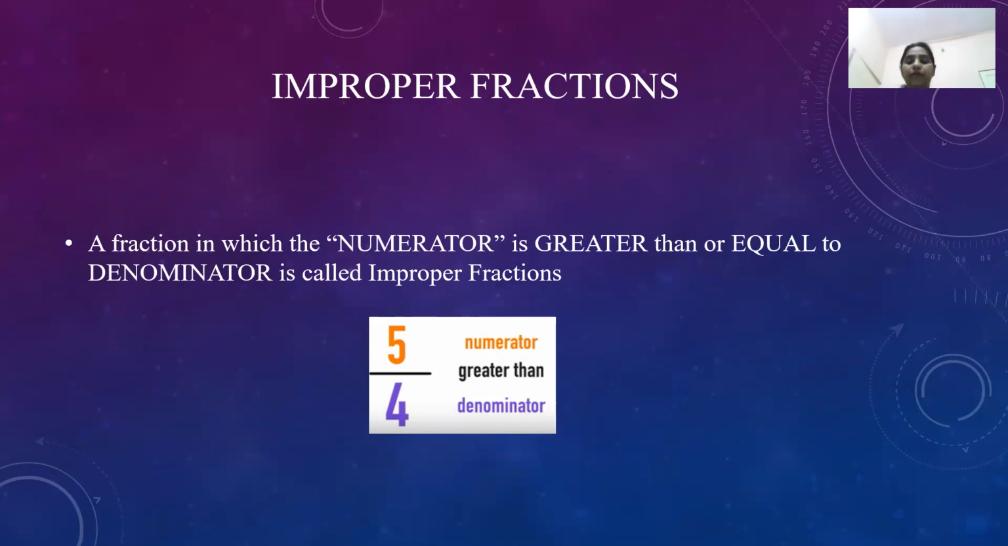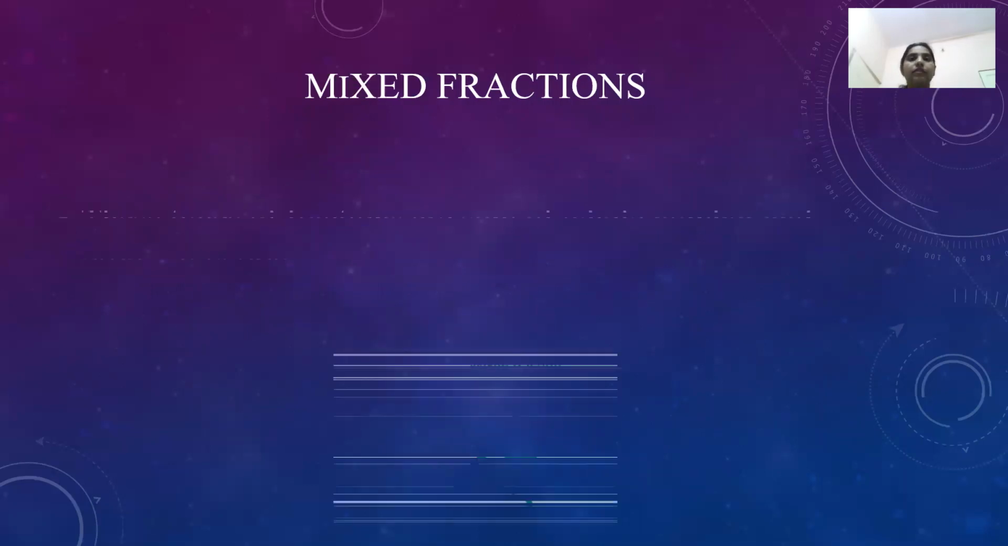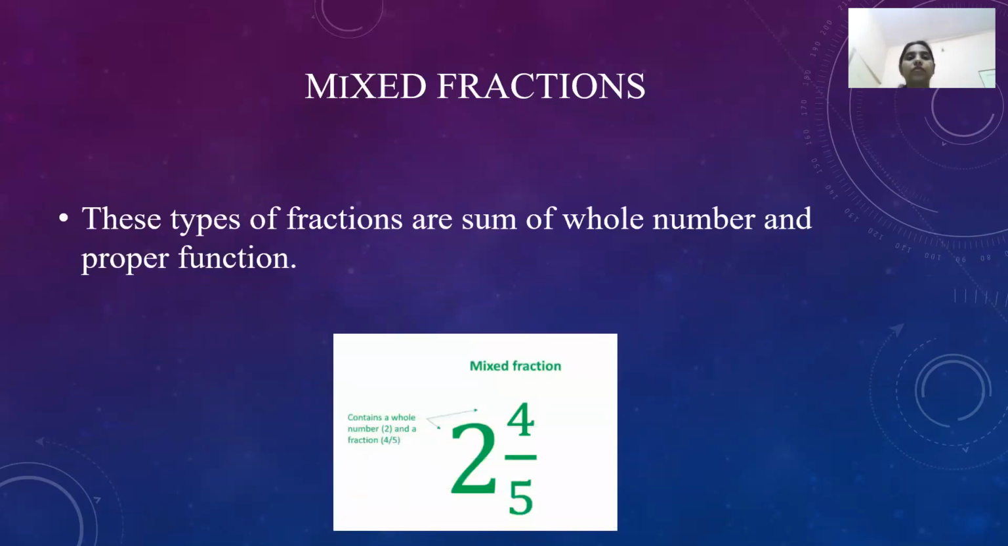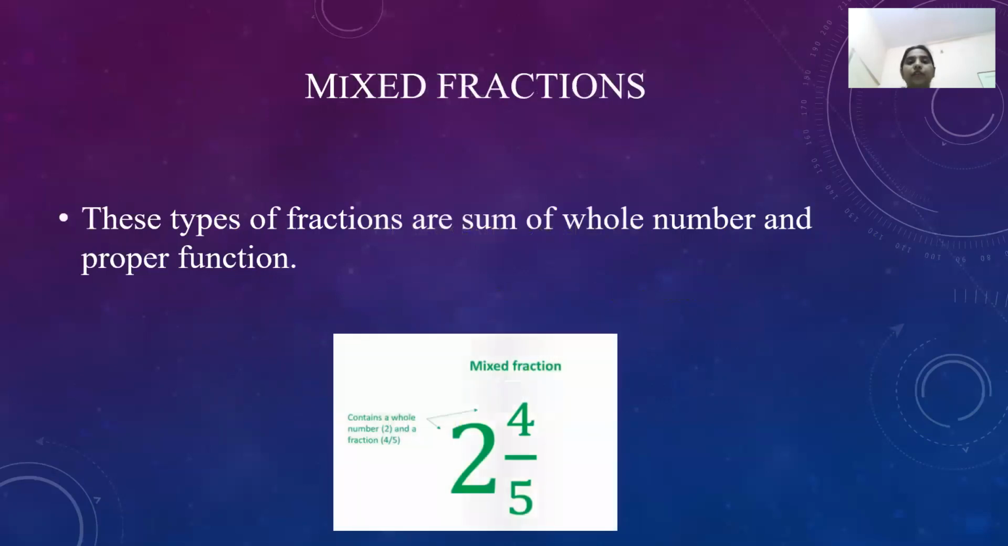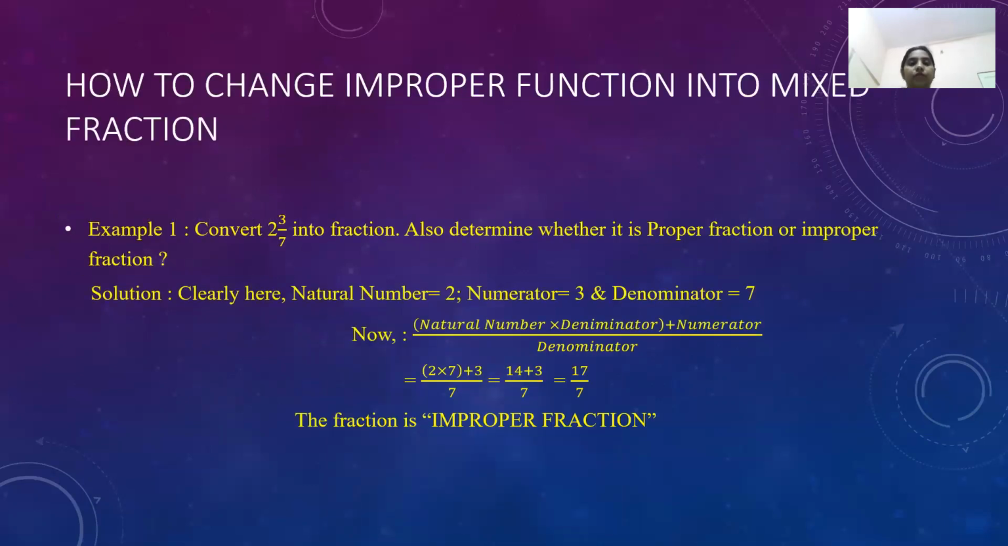The third and very important type of fraction is called a mixed fraction. As the name implies, a mixed fraction consists of a mix, meaning a sum of a whole number and a proper fraction. Now the whole number is always written before the proper fraction. In the below example 2, 4 by 5, 2 is the whole number, 4 is the numerator and 5 is the denominator. This mixed fraction is supposed to be converted into an improper fraction, and the formula for converting it is written here.